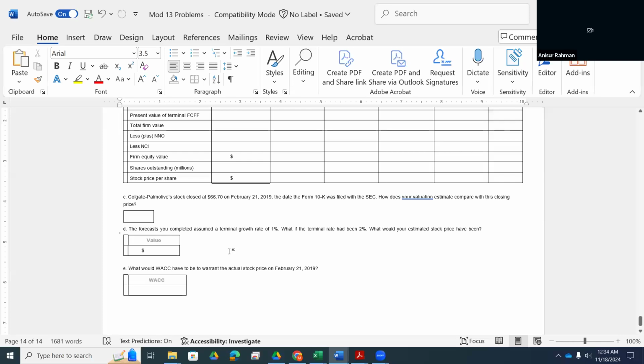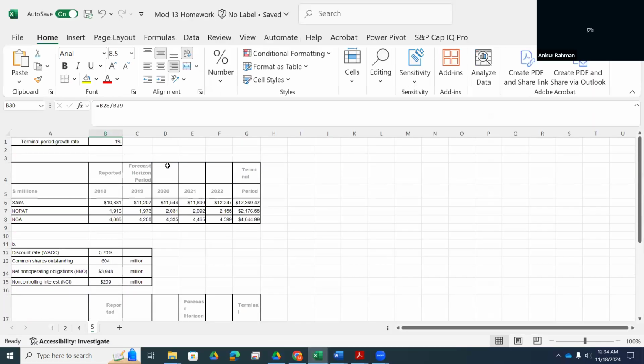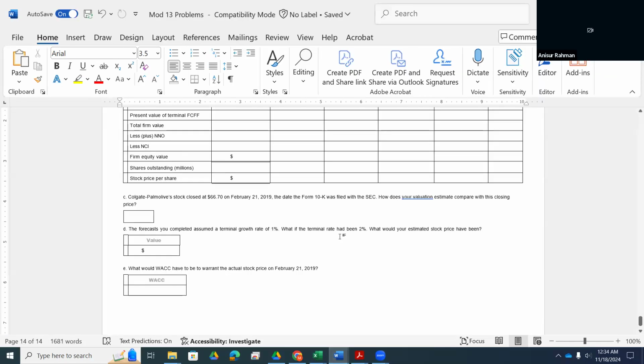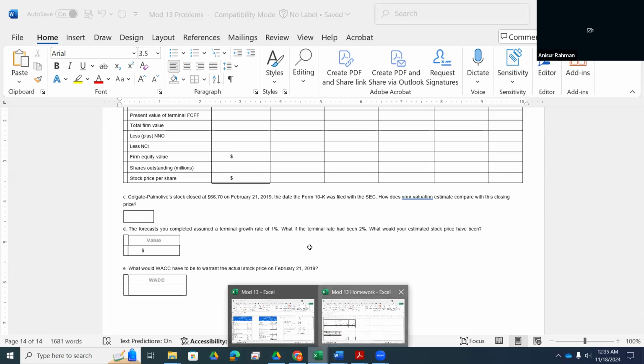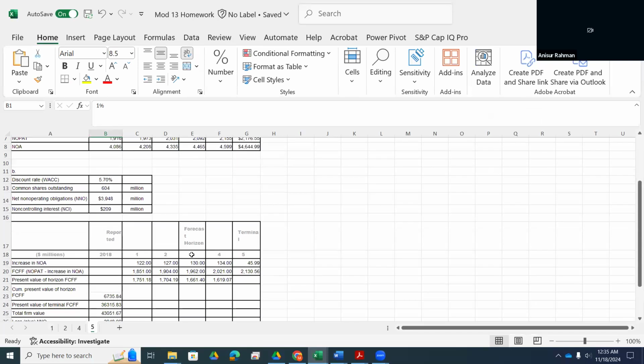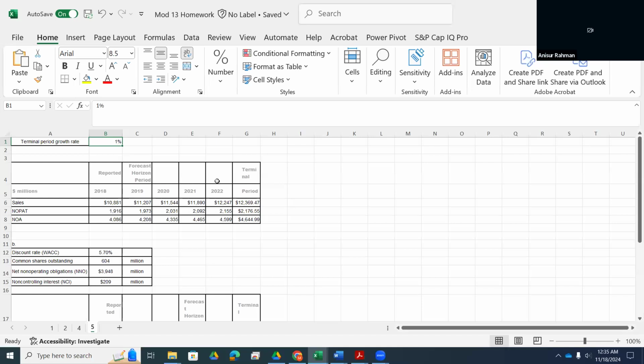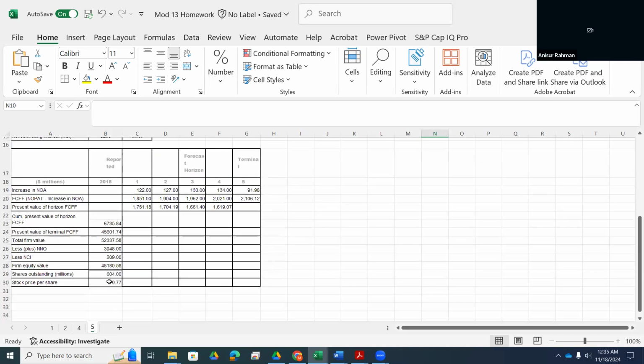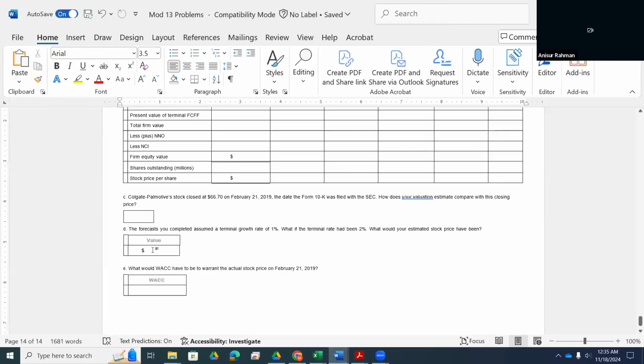The forecasts you completed assumed a terminal growth rate of 1%. So this is the terminal growth rate it is talking about. What if the terminal rate had been 2%? What would your estimated stock price have been? So all you have to do, if you have done this correctly, like locking the correct cells and things like that, all you have to do, change this 1% to 2%, and you should get 79.77. And you will enter this here.